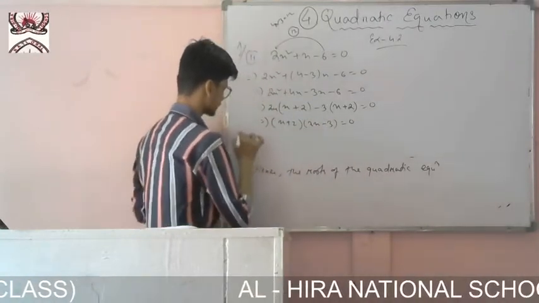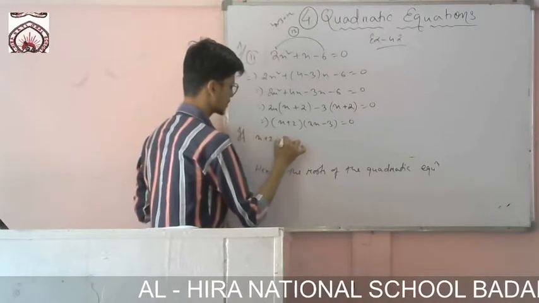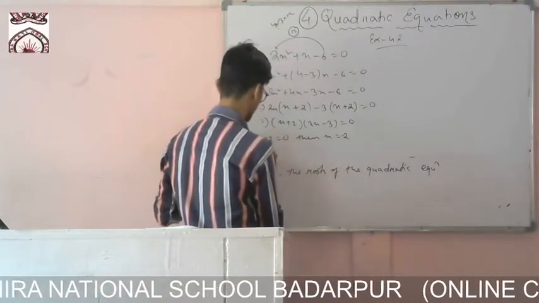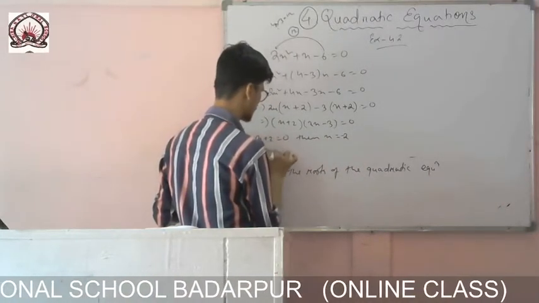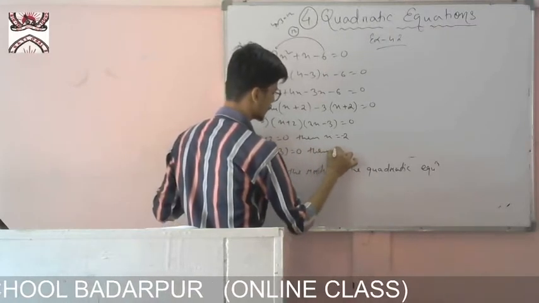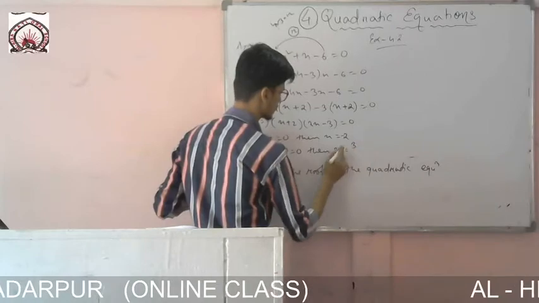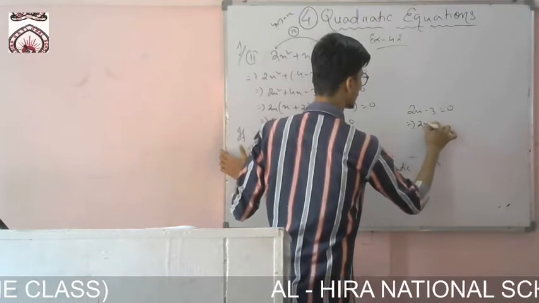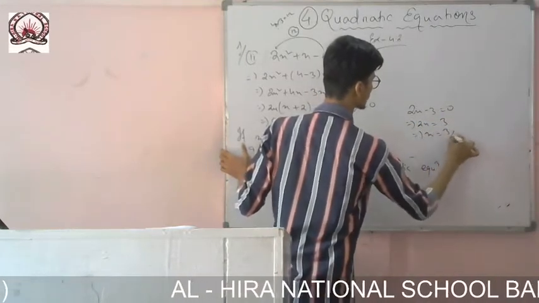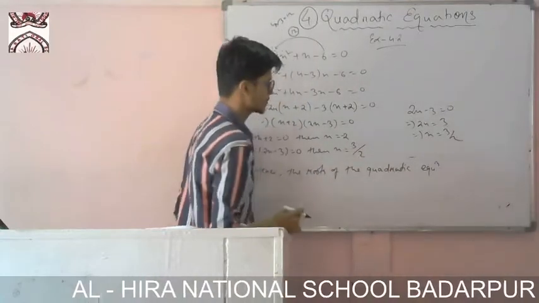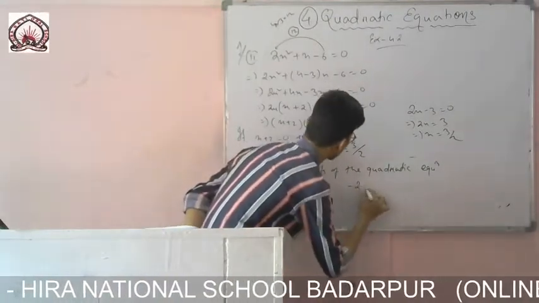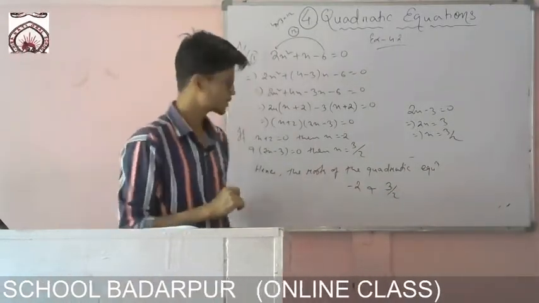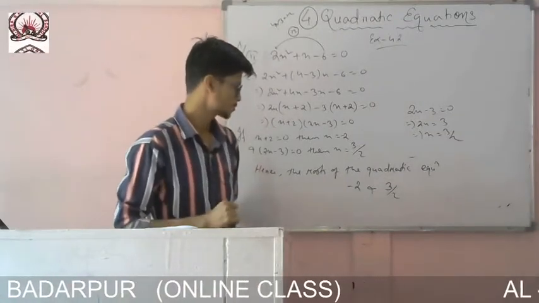So that means if x plus 2 equals to 0, then x will be equals to minus 2, and if twice x minus 3 equals to 0, then if I solve this one, twice x will be 3, x will be 3 by 2. So that means x will be equals to 3 by 2. Therefore the roots of the quadratic equation are minus 2 and 3 by 2.